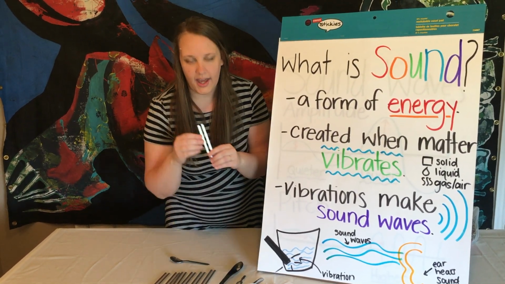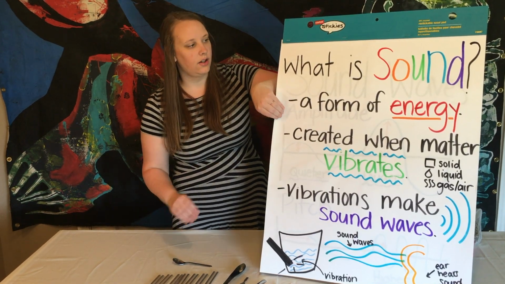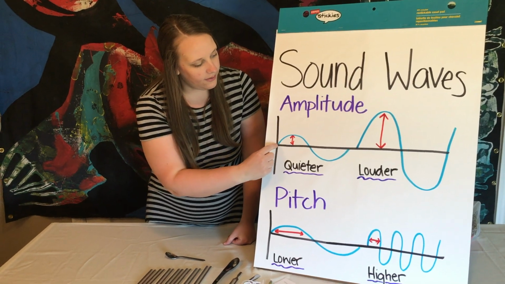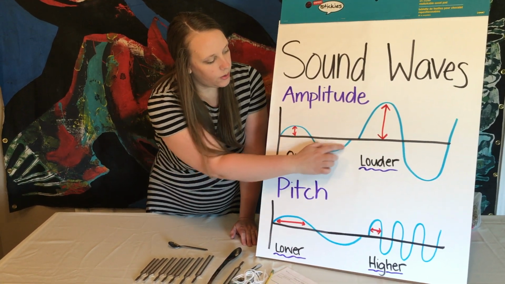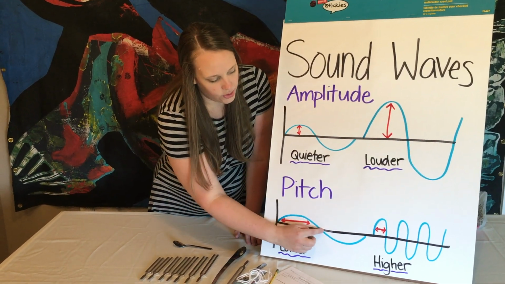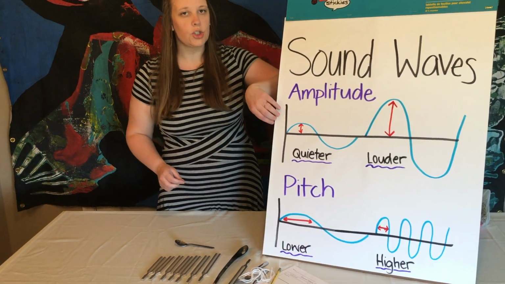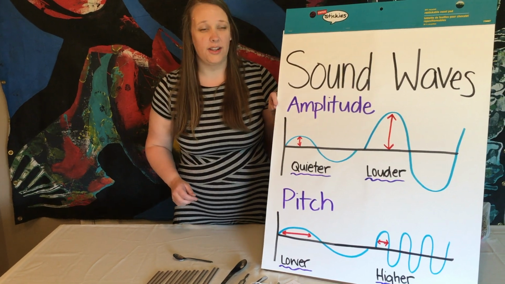So we're going to look at sound waves and see what they actually look like. Here are some examples of sound waves. We have two different waves on each line. This one has lower waves and higher waves, and this one has really stretched out waves and waves that are really close together. Now these are just visual examples of what we're hearing, but they actually are really important.